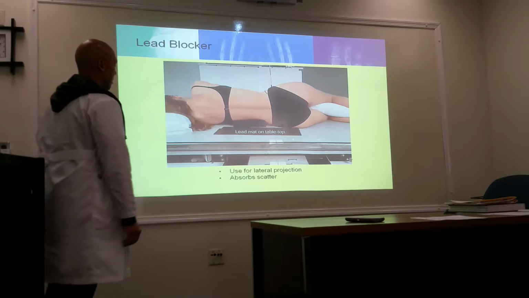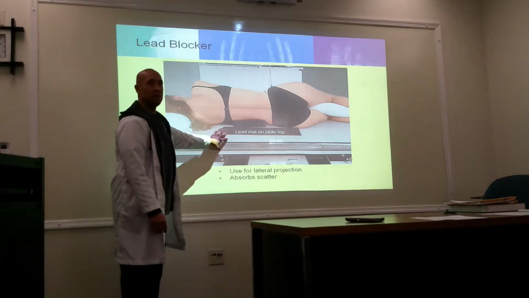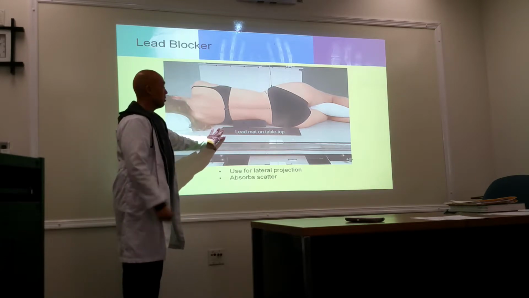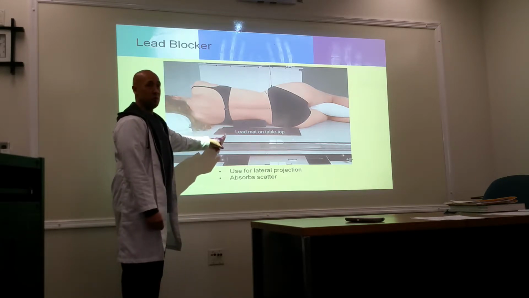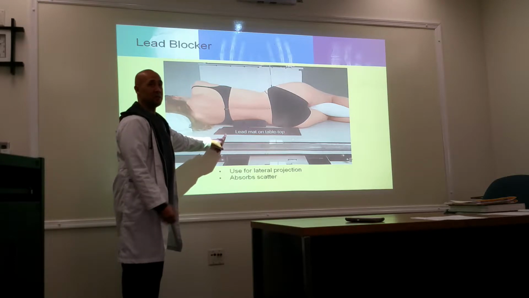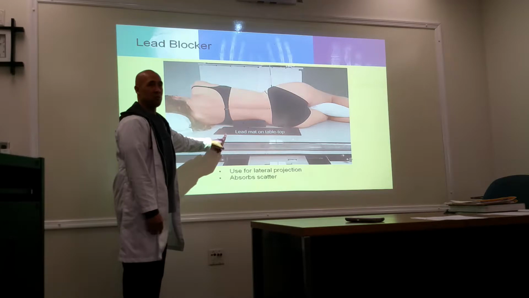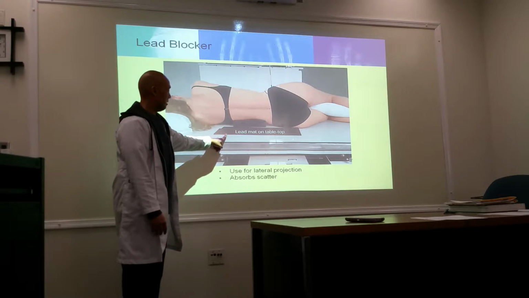When doing a lateral, are you using a lead blocker? Again, that's your option. If you're working with old school technologists, they'll probably use this. New school, they stopped using it because the digital imaging is so good, it doesn't really get washed out from scatter radiation. But it does help reduce scatter radiation from reaching the image receptor.